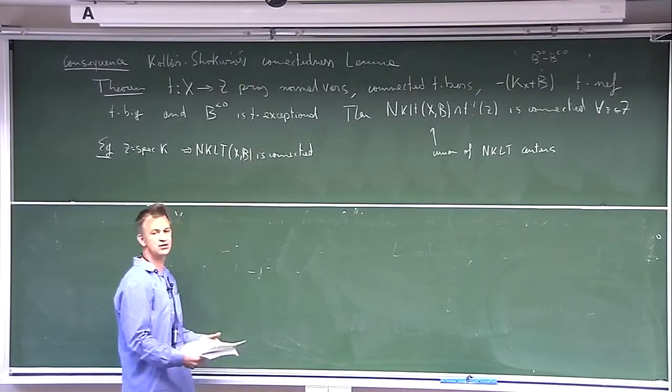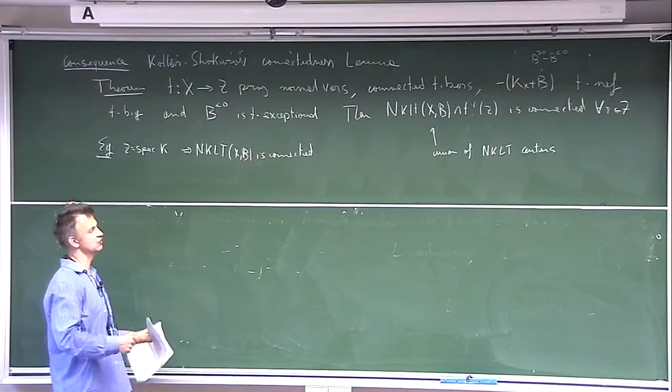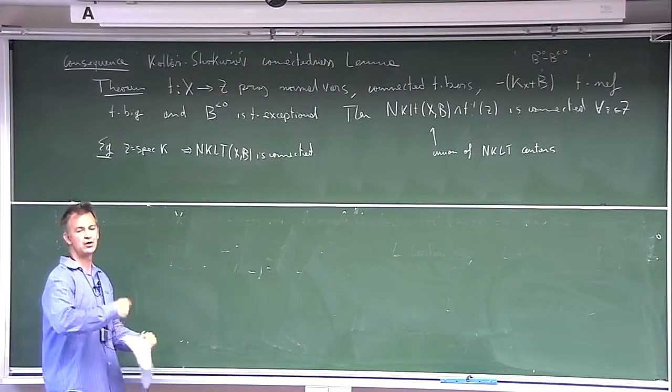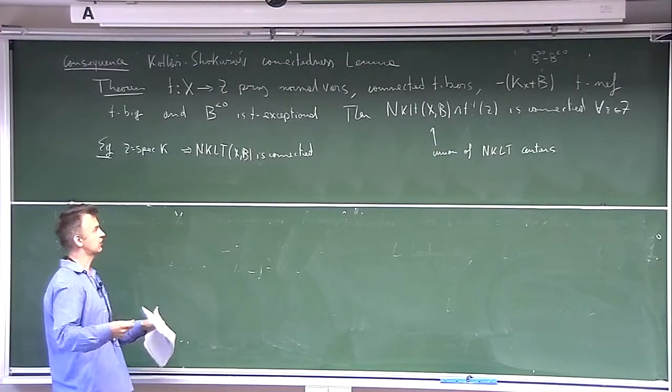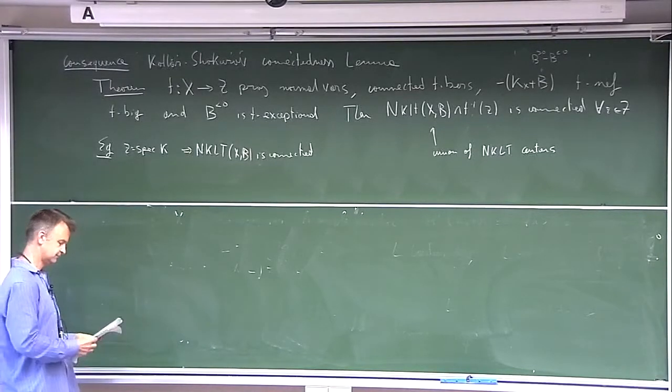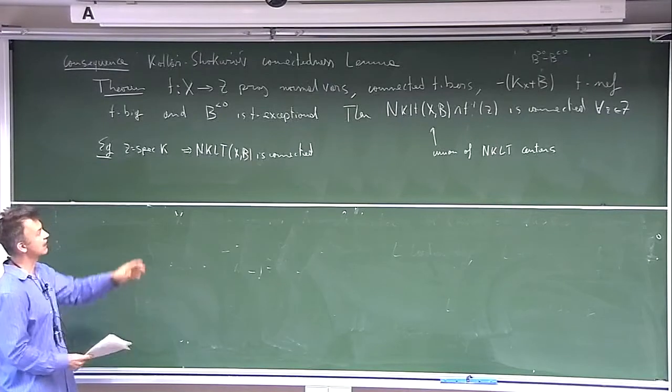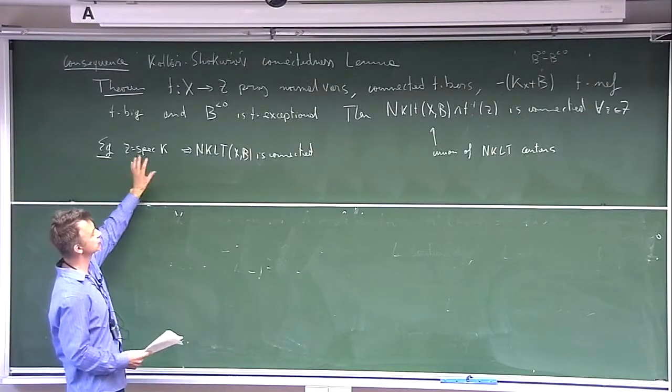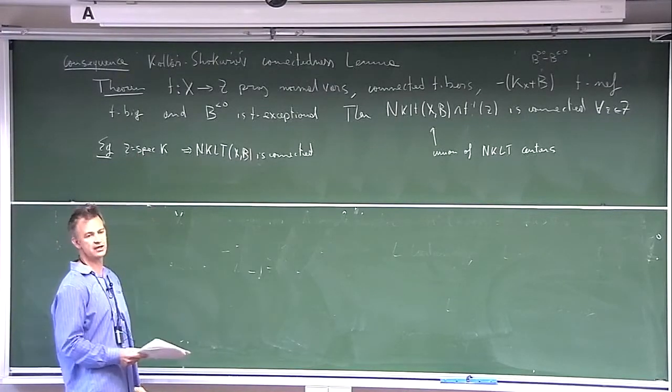And as we'll see later on, on Fano type varieties, we're going to play the opposite game, and we're going to produce interesting non-Kawamata log terminal centers which are not connected. So the statement is for Fano type varieties. For Fano type varieties, this is sort of putting a restriction on the geometry.